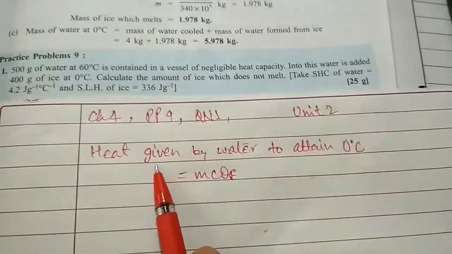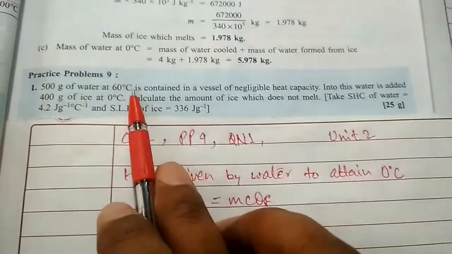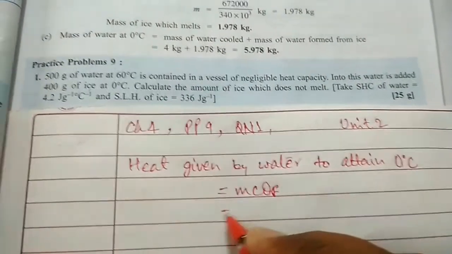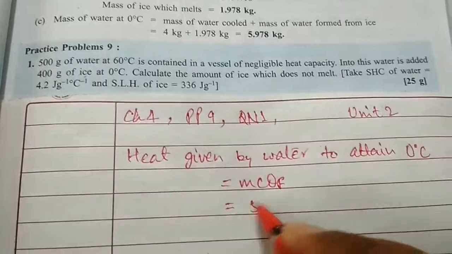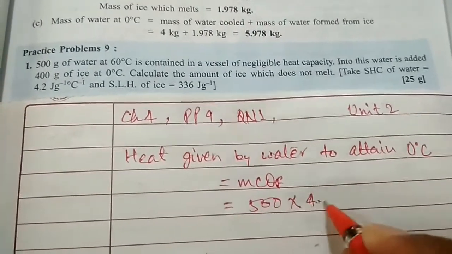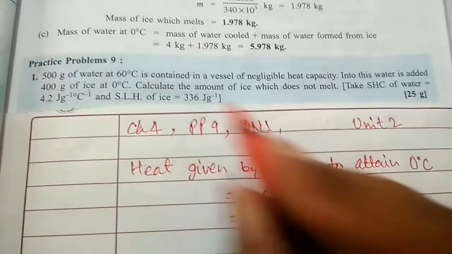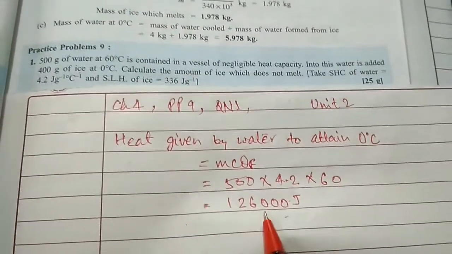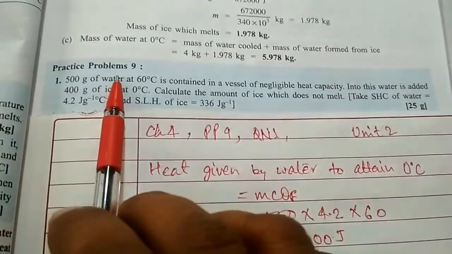So I have written here: heat given by water which is at 60 degrees Celsius to attain 0 degrees Celsius. So it is falling. How much water is there? 500 gram. Specific heat capacity, we know, is 4.2. Theta fall from 60, it is coming to 0. So 60. So it comes to 126,000. This is the amount of heat given by this water.